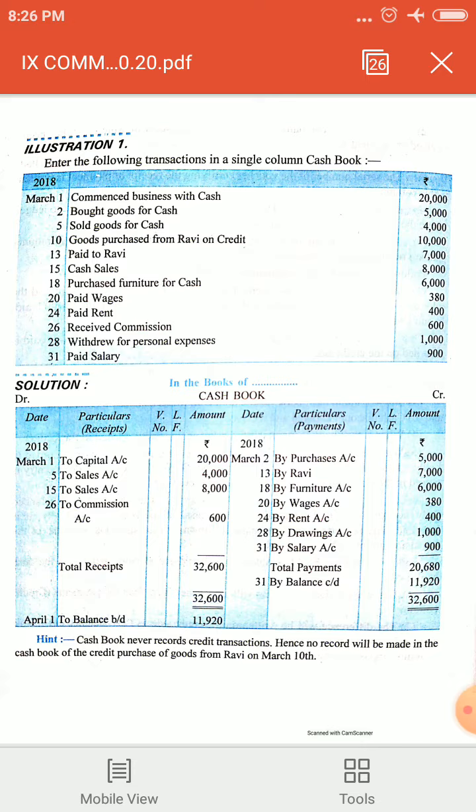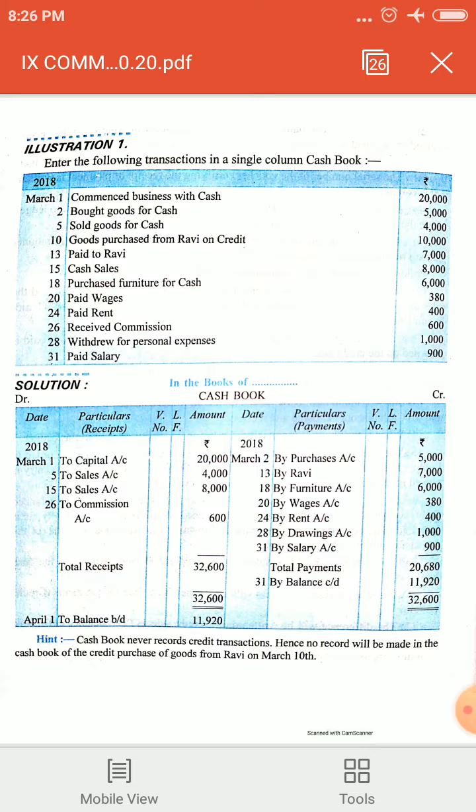So let's see the entries, how we will pass the entry. You have to first make the journal entry and then pass it into the cash book. So commenced business with cash. The journal entry of this one is cash account debit to capital. So cash is debited by capital, so to capital is written by 20,000.